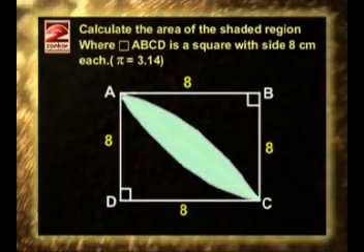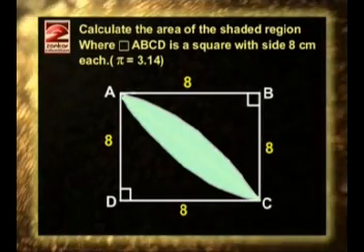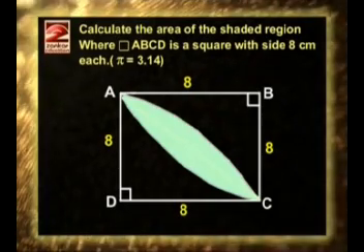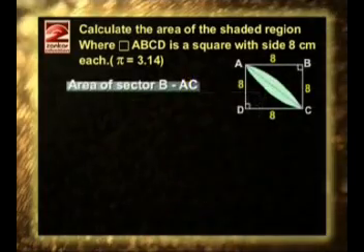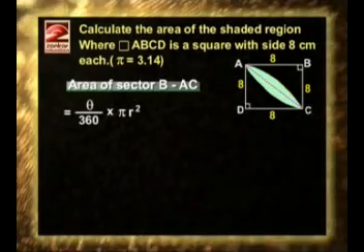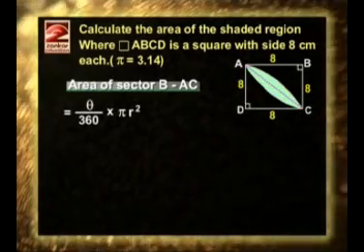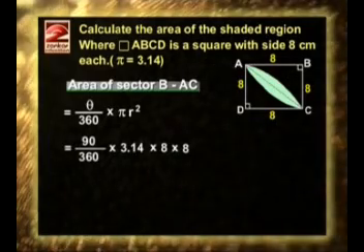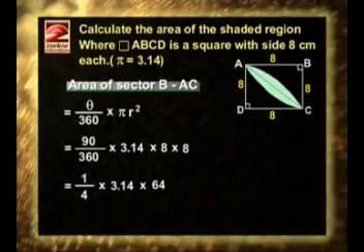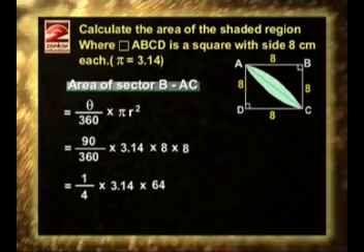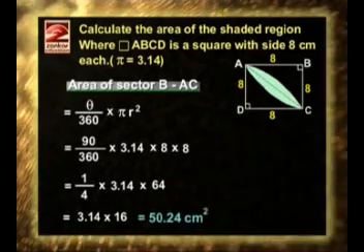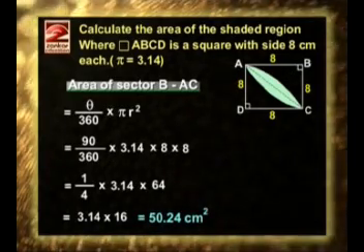Now the question: calculate the area of the shaded region where quadrilateral ABCD is a square with side 8 cm each. Take pi is equal to 3.14. First we'll find out the area of sector BAC, that is equal to theta upon 360 into pi r square, that is equal to 90 upon 360 into 3.14 into 8 into 8, that is equal to 1 upon 4 into 3.14 into 64, that is equal to 3.14 into 16. That is equal to 50.24 centimeter square.